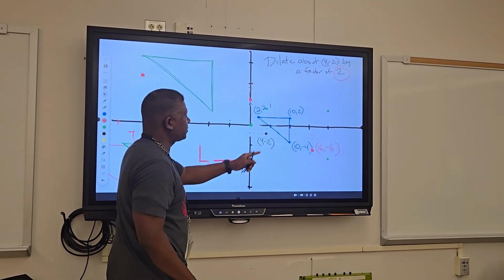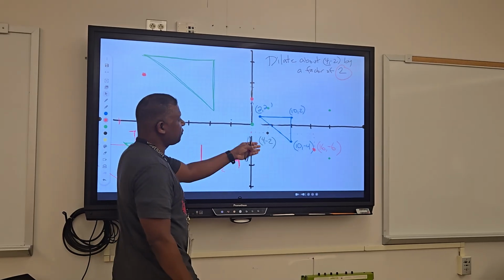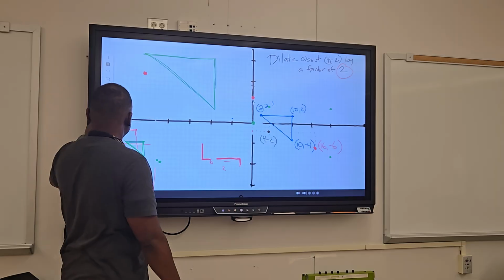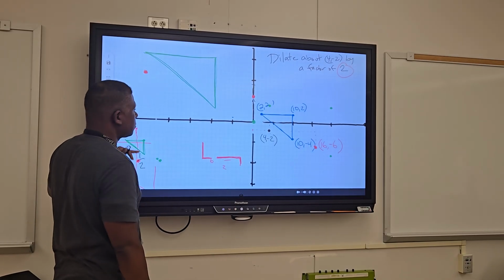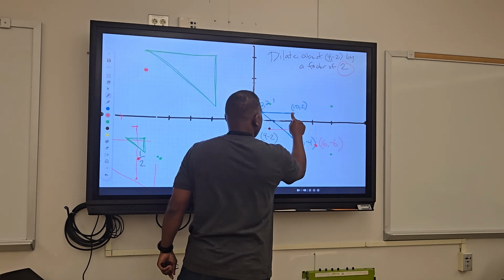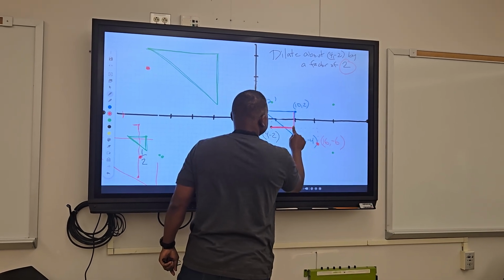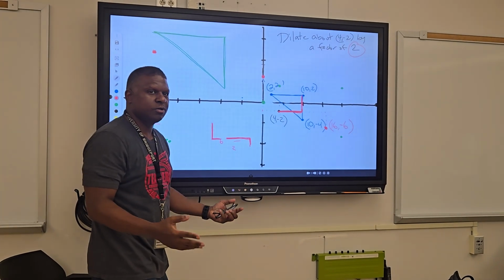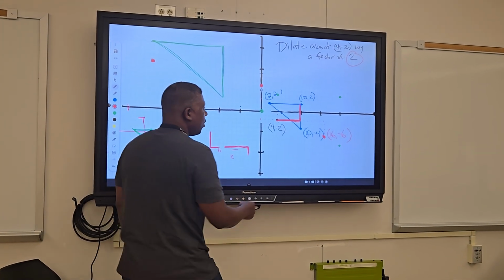So now I want to get to 10, 2. How do I get from 4, negative 2 all the way to 10, 2? How much am I going over? It's 6 over, 6, 4. So instead of going over 6 and up 4, I'm going to go over 12 and up 8. Yep, over 12 and up 8.